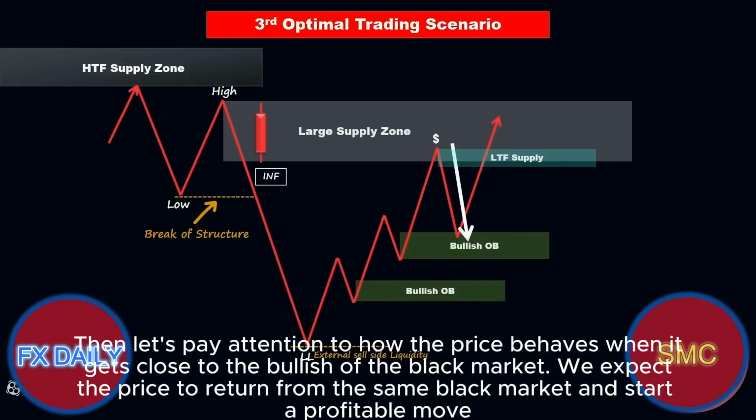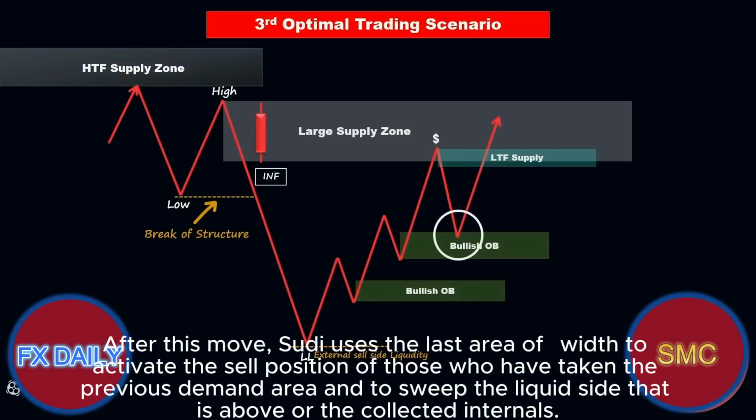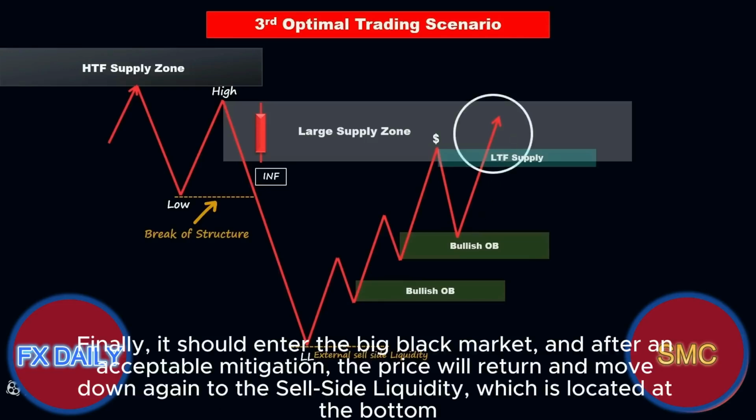Then let's pay attention to how the price behaves when it gets close to the bullish order block. We expect the price to return from the same order block and start a profitable move. After this move, the price uses the last area of width to activate the sell position of those who have taken the previous demand area and to sweep the liquidity that is above or the collected internals. Finally, it should enter the big order block, and after an acceptable mitigation, the price will return and move down again to the sell side liquidity, which is located at the bottom.